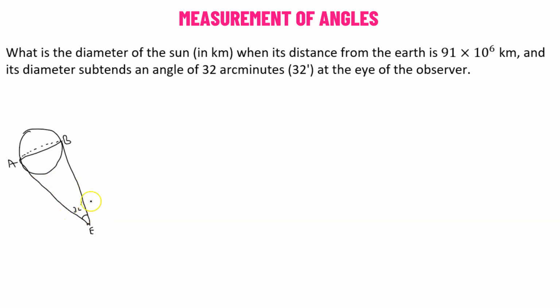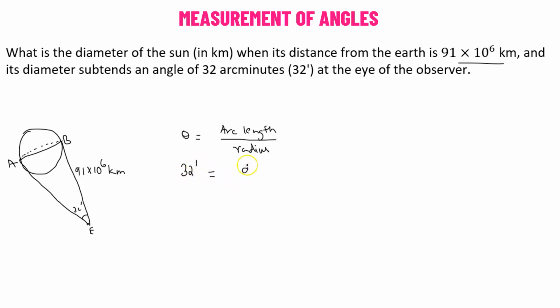Okay, and also it's given here that the sun is at a distance of 91 times 10 raised to the power of 6 kilometers, which we can consider to be the radius EB. So here we can use the fact that theta, which is the angle subtended at the observer's eye, is given by the arc length. Now our arc length will be nothing but the diameter of the sun divided by the radius, which is going to be the distance. So here we have 32 minutes.